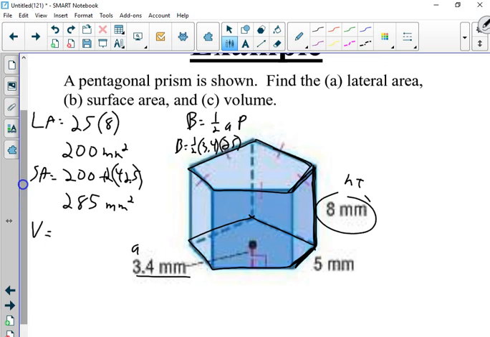And then our volume simply is the area of the base, right, 42.5, times the height, which is 8. And that is 340 millimeters cubed.